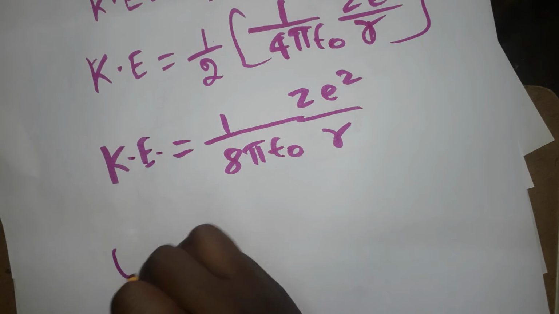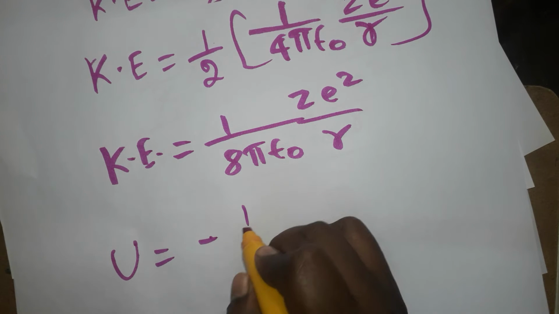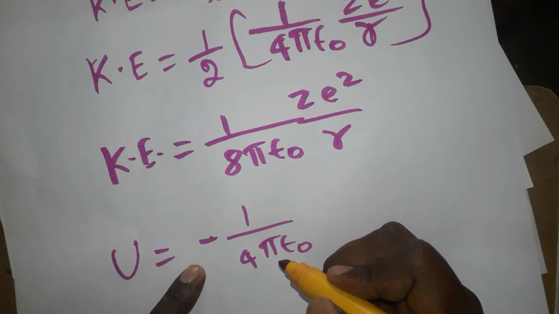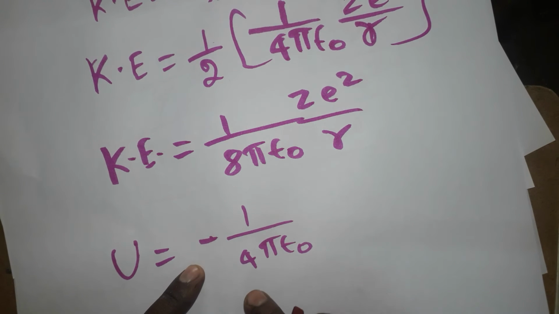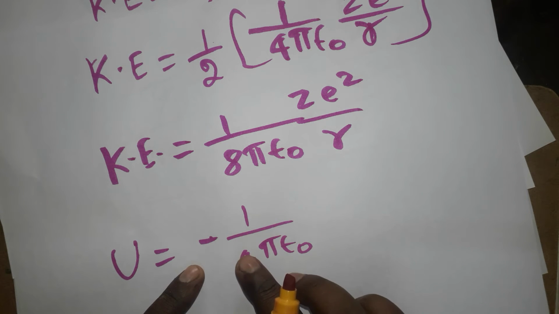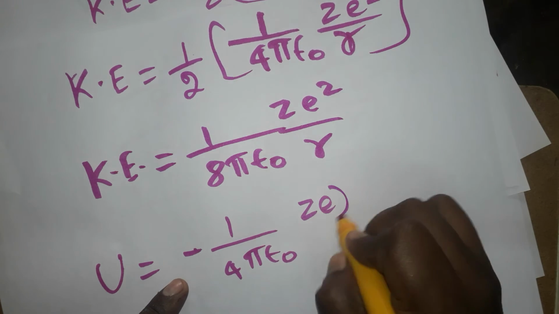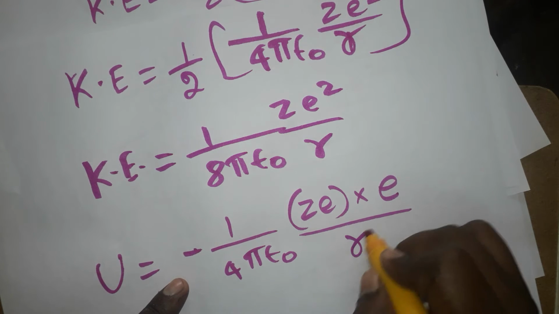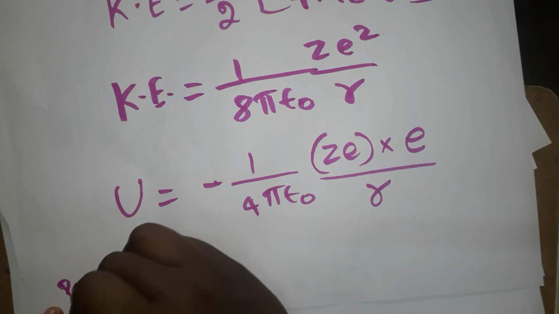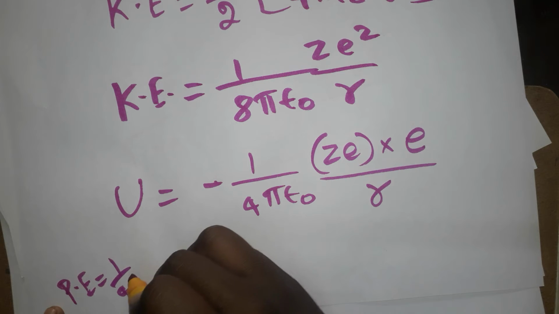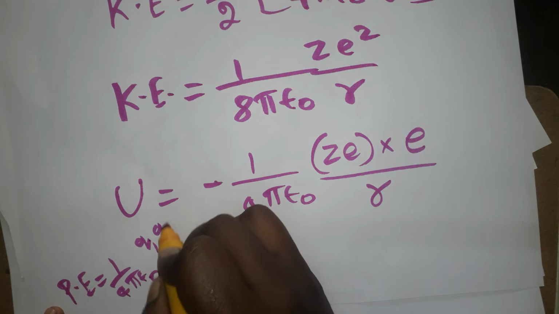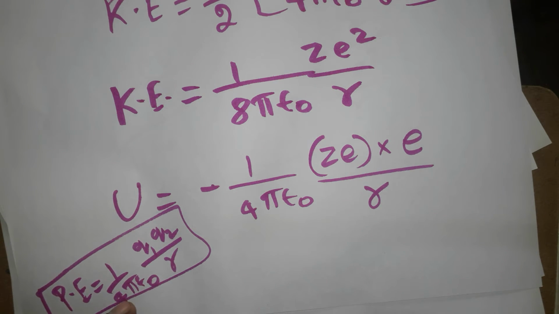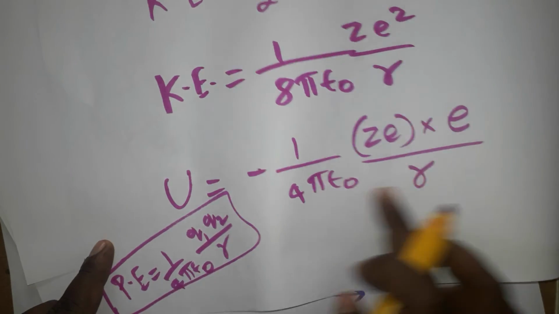Now potential energy, electrostatic potential energy: minus 1 divided by 4 pi epsilon naught. Why minus here? Because the electron is represented as negative. Why am I taking the negative only for energy? Because it's a scalar quantity. Z e into the charge of the second charge, the electron, divided by r. Let me write the potential energy formula here: 1 divided by 4 pi epsilon naught q1 q2 divided by r. This is called the electrostatic potential energy formula.